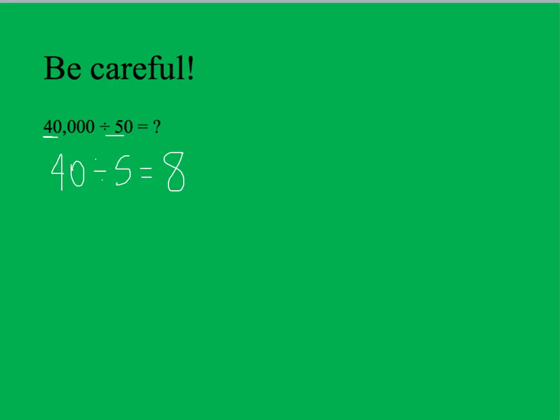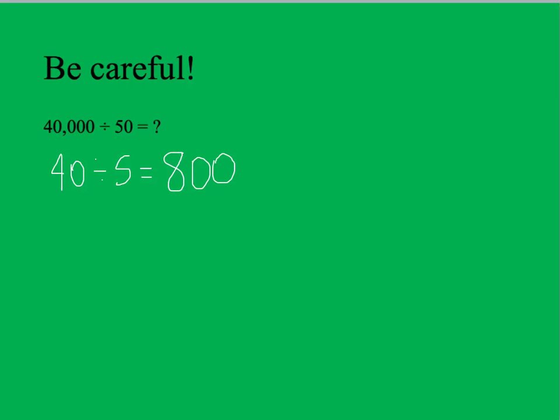Now, let's take a look at the zeros. It's important to remember that this first 0 up here has already been used. So we're just looking at these 3 zeros on the end. If we were to use the first strategy, we would say, I have 3 zeros here minus just 1 zero here, which means I have 2 zeros left over. So if I add those 2 zeros onto the end of my quotient, I would get 800.